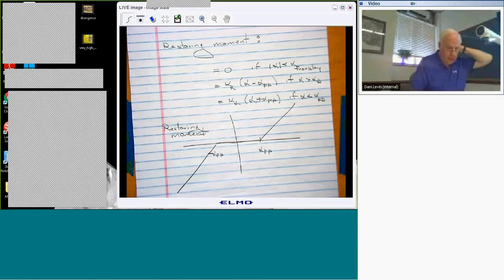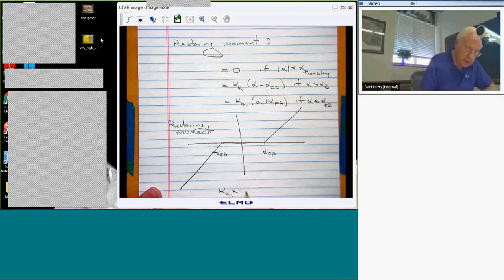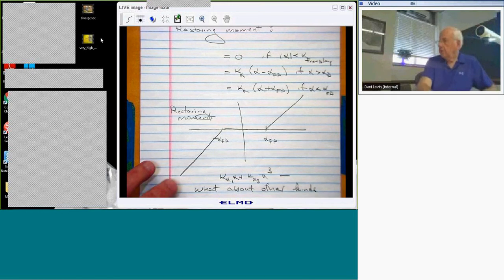Okay, let me say one more thing about this while I'm thinking about it. We looked at the case where we had K alpha 1 alpha plus K alpha 3 alpha cubed. What about other kinds of nonlinearities? How do you actually do the harmonic balance? Well, I told you one way: just assume alpha bar cosine omega t, substitute in here, and then use trigonometric identities.